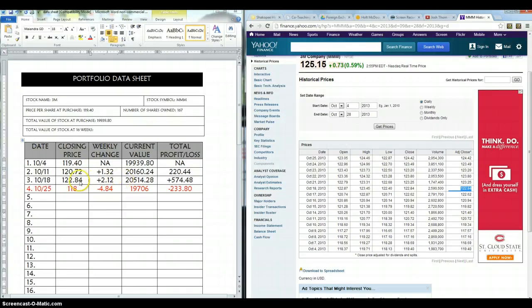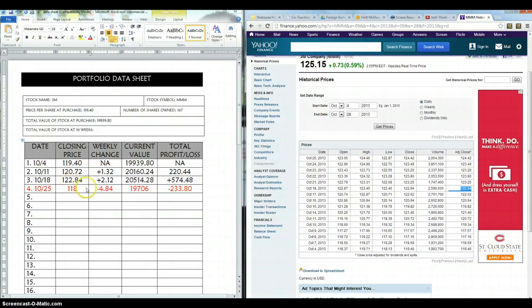Now from there, do the same thing. Take your 122, multiply it by how many shares you own. Now I've got 20,514. That's fairly easy to find. And then to figure out what my total profit or loss at this point is, take the number that you just calculated and the difference with this number right here. I'll find that if I sold on October 18th, I would have made $574 and some change.